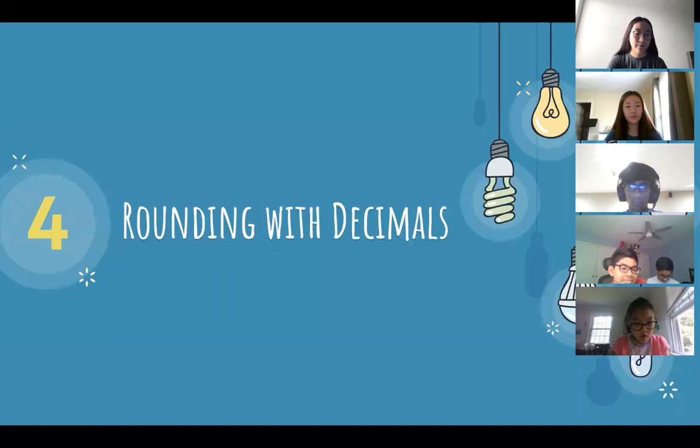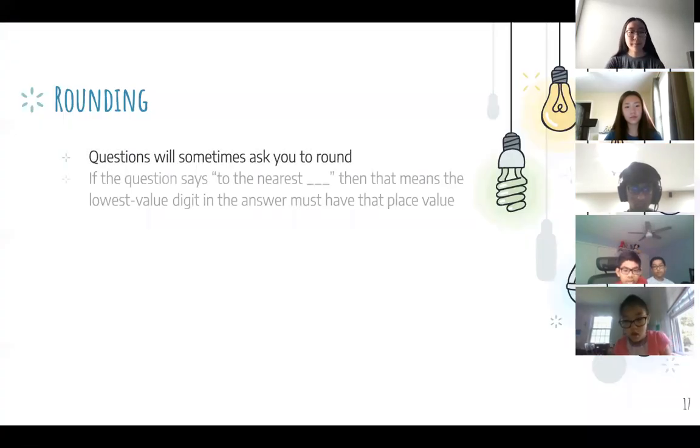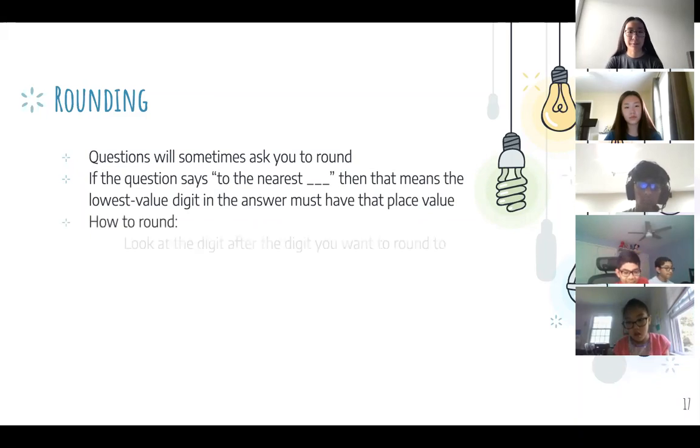Okay. All right, so we're going to briefly cover rounding, which I'm sure all of you know how to do, but this is very important because questions are going to ask you to round to specific places. And if you don't do that, you're likely going to get it wrong. If the question says to the nearest tenth or to the nearest hundredth, that means that the lowest value digit in the answer needs to have that place value.